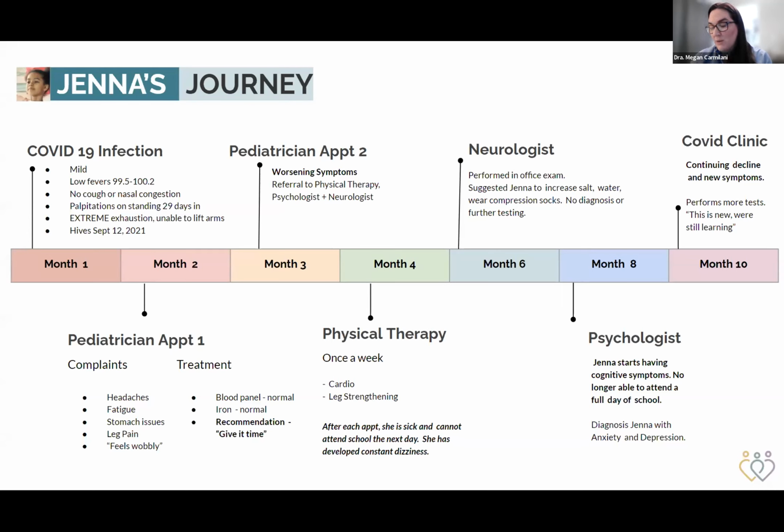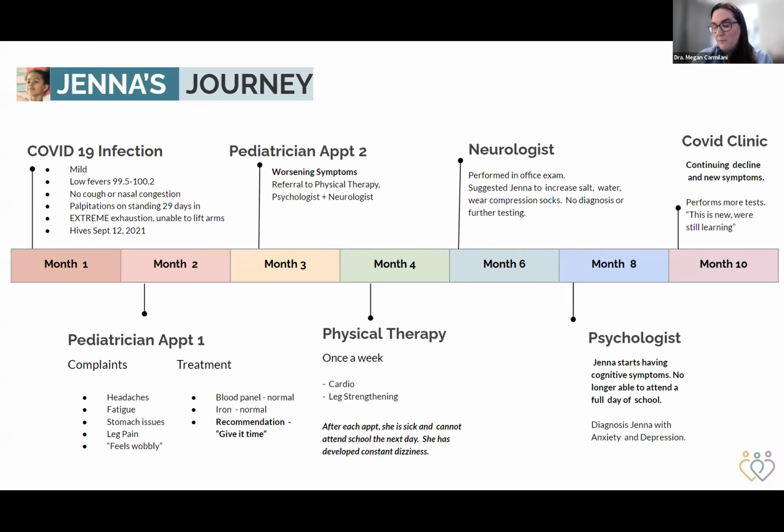Two months after, Jenna went back to the pediatrician. However, her symptoms were so vague and seemed to come and go, the doctor was not sure what to do. So he referred her to neurology, a child psychologist, and a physical therapist. It was months before Jenna saw a specialist. In the meantime, she went to physical therapy.